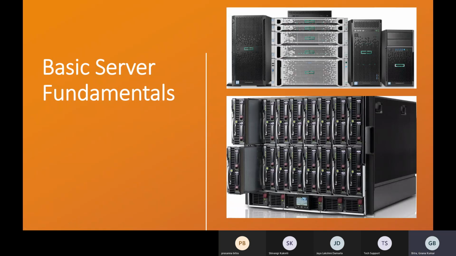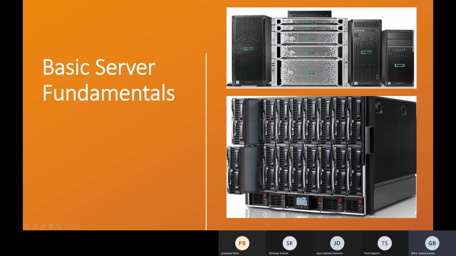The only difference is that the tower servers we can place directly anywhere. If you want to connect any of the offices or branch offices, we can use the tower server. For this tower server, we need no rack. When it comes to the rack mount server, the name itself says rack mount server, so we require a rack. It looks like one big shelf, a 42 unit shelf. In that shelf, we can mount all the rack mount servers.